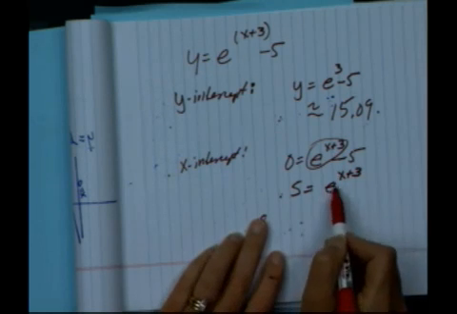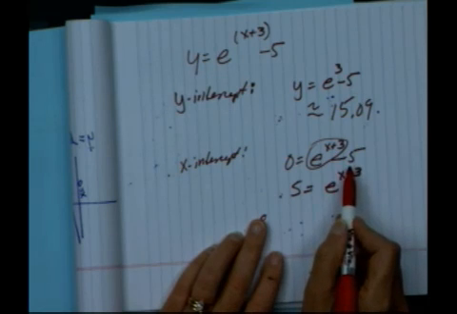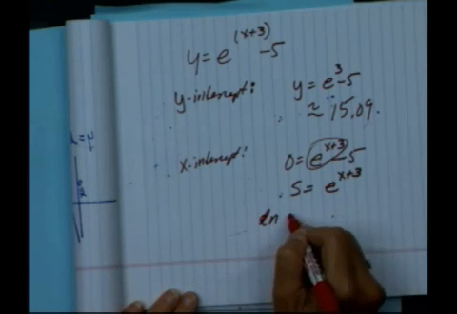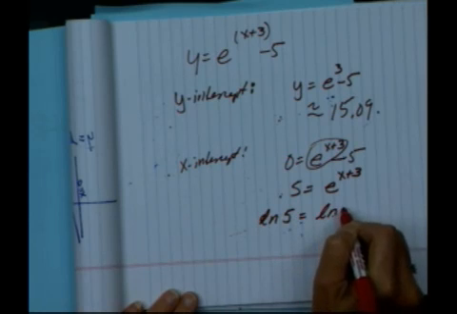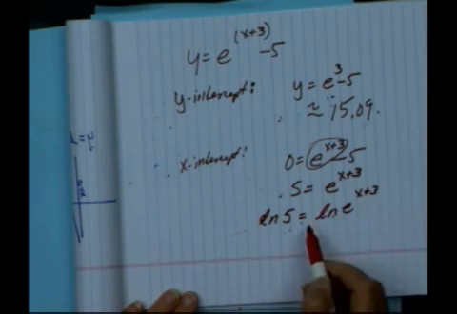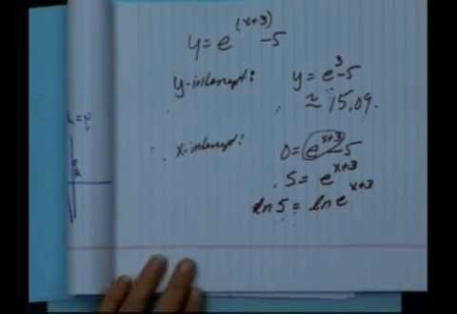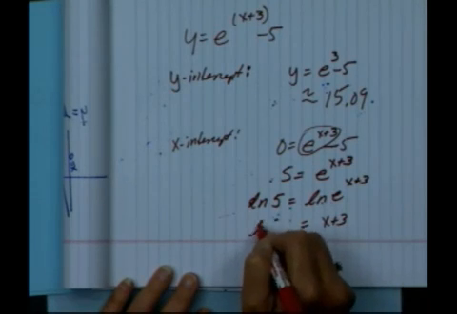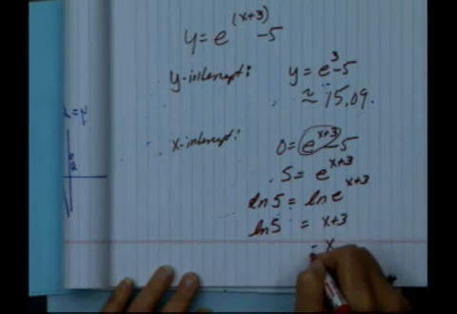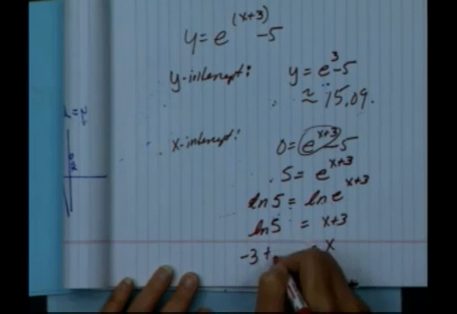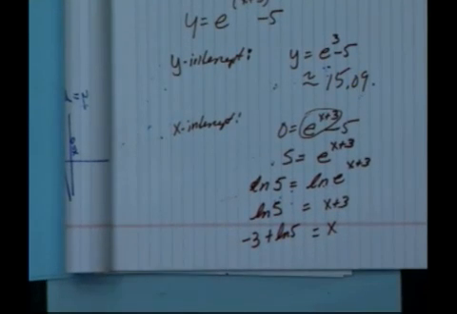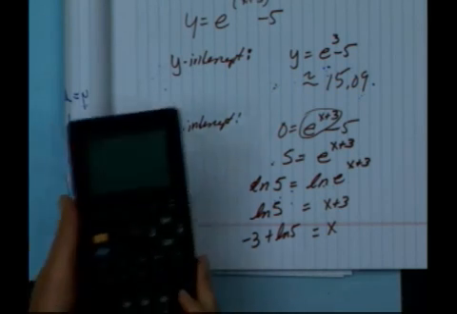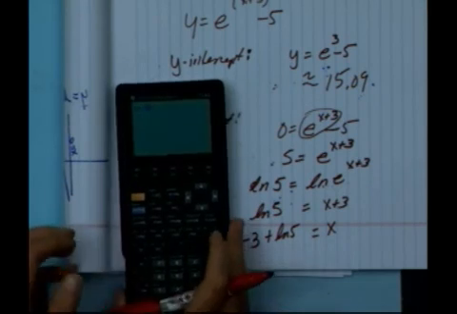Okay, now I have the exponential equation, the base with the exponent. What are you going to do? Take the log of both sides, that's fine. Natural log of 5 is equal to natural log of e to the x plus 3. What's the natural log of e to the x plus 3 equal to, everybody? X plus 3. So x then is negative 3 plus natural log of 5. All right, let's see what that is. Natural log of 5.